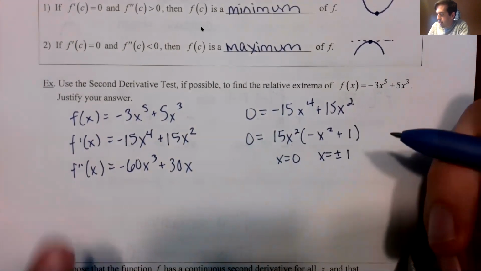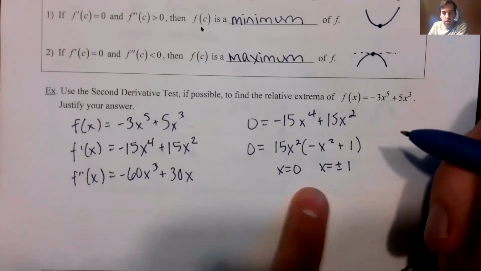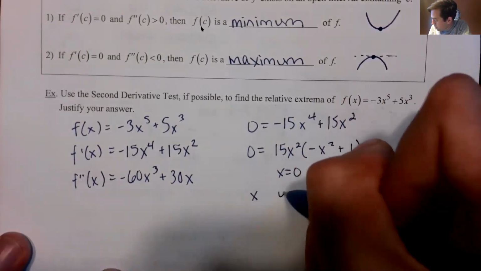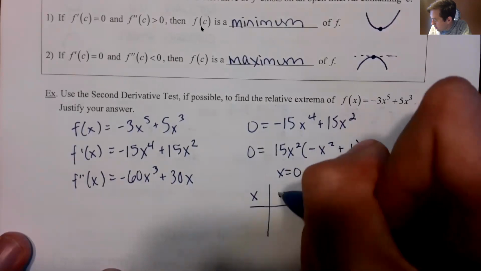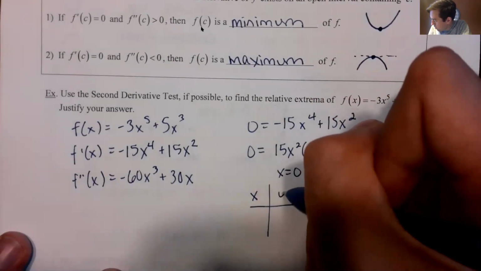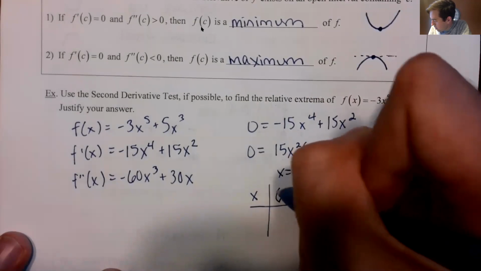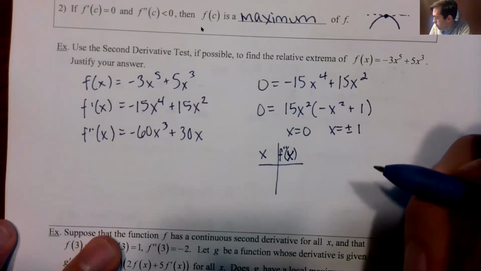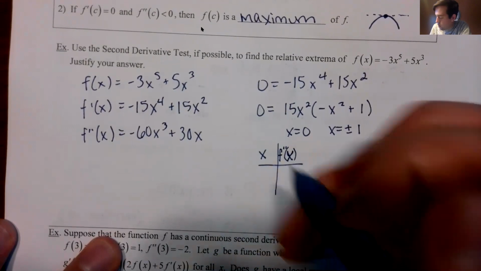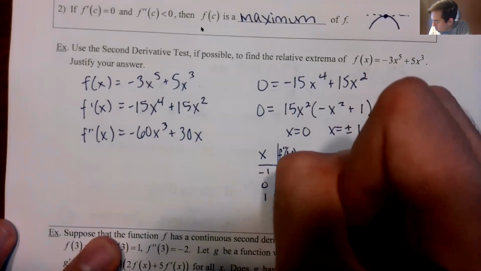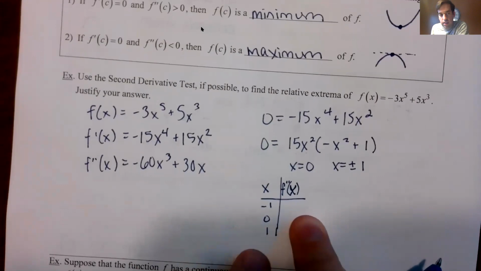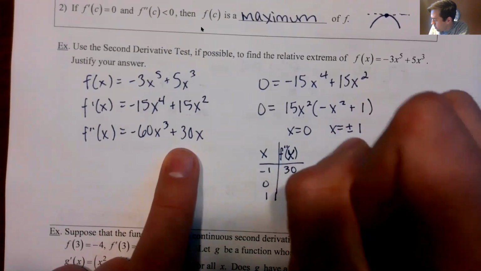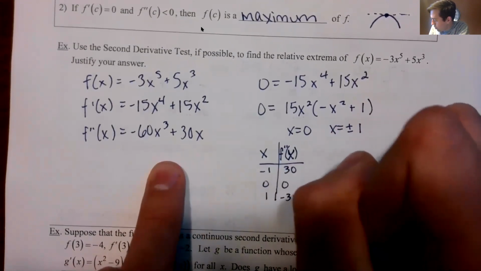So now I need to check the second derivative at each one of these x values to see if it's positive or negative. So I'm just going to make a chart with x and the second derivative of x. So let's try this. The x values I'm interested in are -1, 0, and 1. And I'm looking for the second derivatives. So I'm going to plug each one of these into this. If I do that, I'm going to end up with 30, 0, and -30.